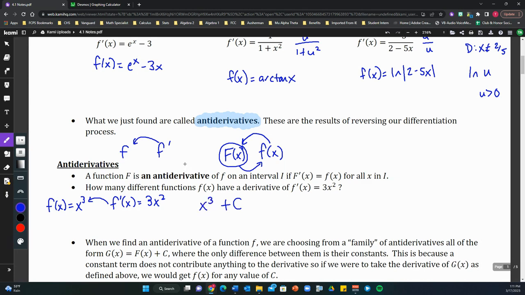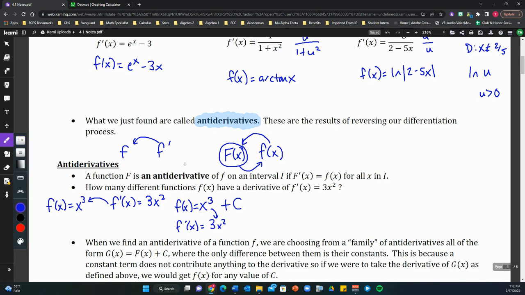If I had x cubed plus some number, when I go to take the derivative of that, it doesn't actually matter what this number is. It could be a positive, it could be a negative. The idea is every constant's derivative is 0. So the x cubed term will definitely turn into 3x squared every time, and the plus c will always just disappear.